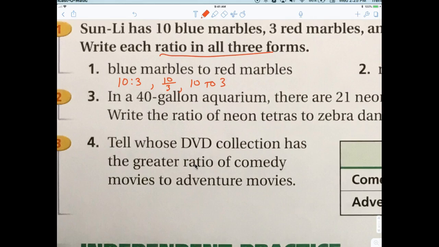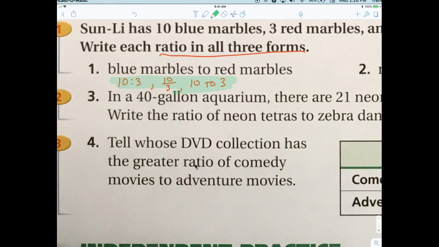What section is this again? 5.1. Mr. Stroud, does it matter which number is in front? Yes, because it says red marbles to blue marbles. Whatever says first goes first. Now, I don't care what order you put these forms in. There's a fraction, there's the word TO, and there's a colon. That's all there is.